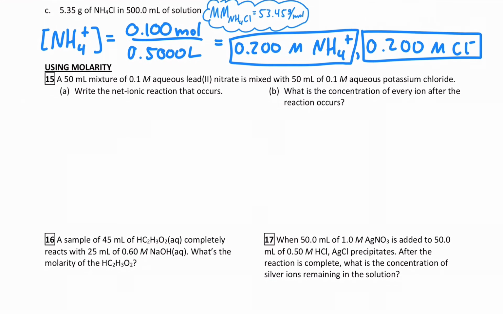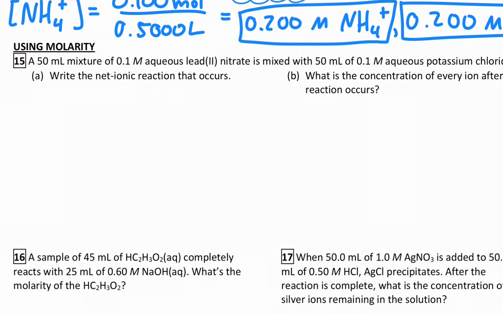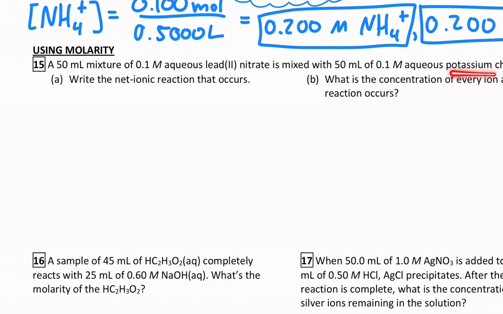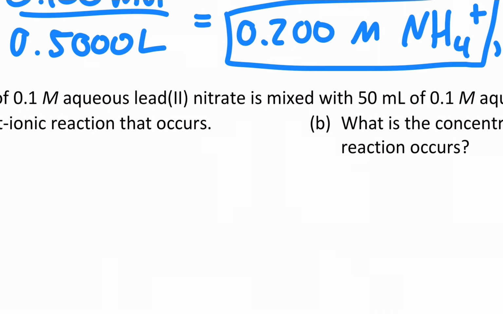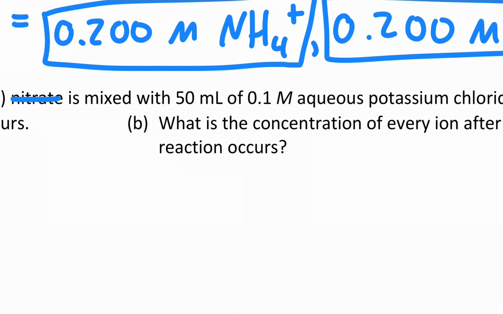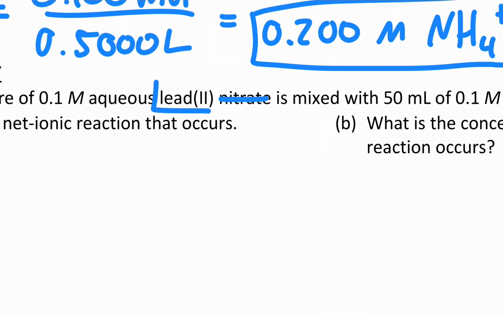So now let's go one step further and look at what happens when we do a chemical reaction with volumes and molarities. This one says I have a 50 ml mixture of 0.1 molar lead nitrate, and I mix it with 50 ml of 0.1 molar potassium chloride. First, let's figure out the net ionic reaction that works. Well, remember from our first lesson in this unit, go find the spectator ions. Nitrate is a spectator, so I'm going to cross it out. Potassium is a spectator, so I'm going to cross it out. So I am left with chloride and lead 2.